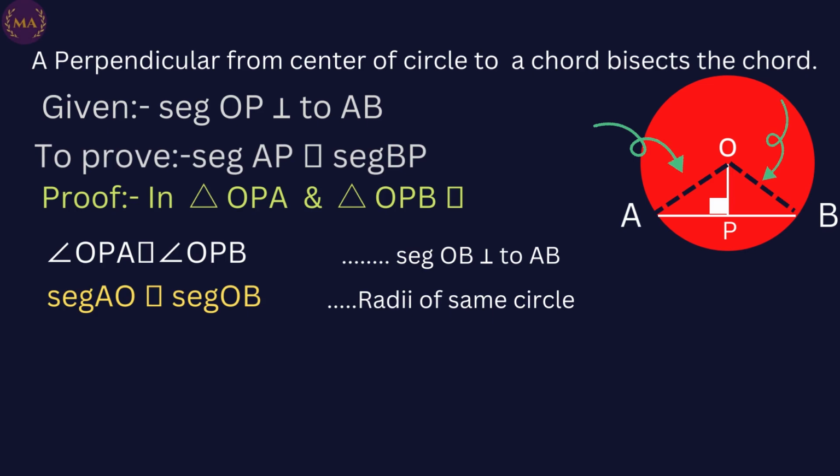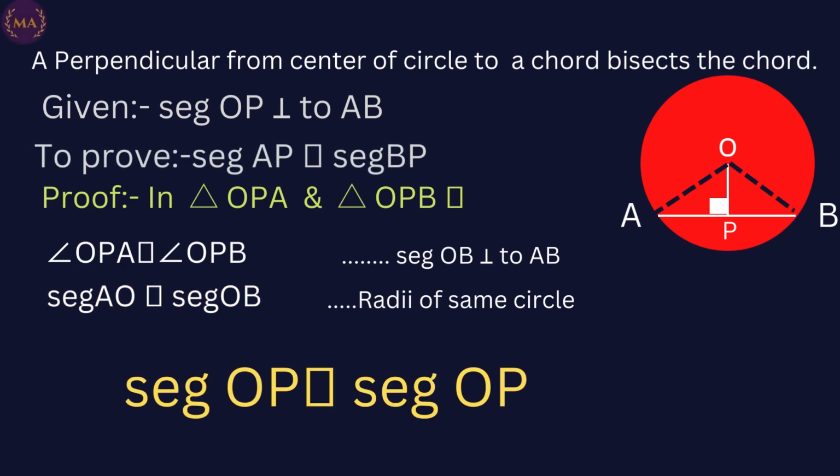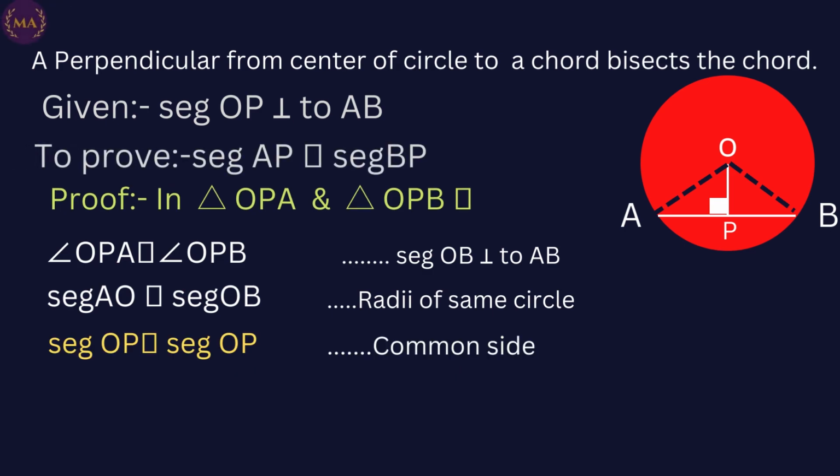Anything else that you can see common? Everyone knows that to prove a triangle congruent, how many criteria do we need? Yes, perfect. Three. So we got two, one angle, one side. What else do you have common or equal in these triangles? Observe and tell me. Yes, perfect. Segment OP is equal to segment OP. This is the same side of the triangle, the side that is common to both the triangles. Perfect. So how will we write it? Segment OP congruent to segment OP. And then the reason will come as common side.